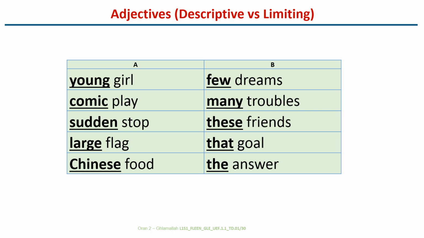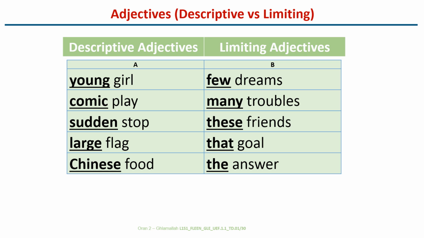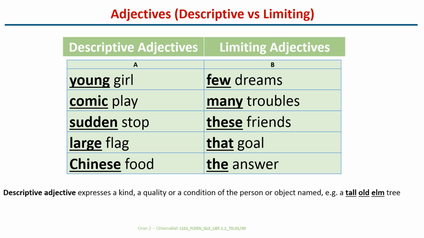If you look carefully, you're going to find two types of adjectives. The adjectives in column A, young, comic, sudden, large, Chinese, are called descriptive adjectives. And those in column B, few, many, these, that, the, are called limiting adjectives or determiners. A descriptive adjective expresses a kind, a quality, or a condition of the person or object named. For example, a tall old elm tree. Tall, old, and elm are three descriptive adjectives.